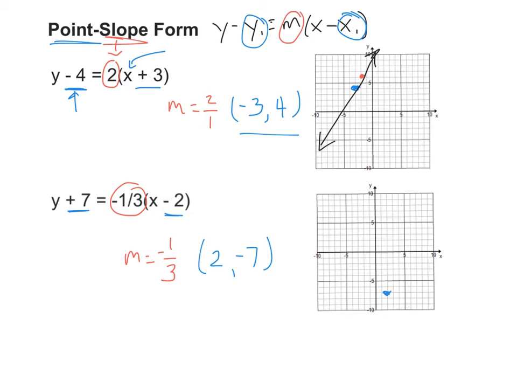And then we're going to use our slope of negative 1/3. So we're going to go down 1, right 3, and you should be getting to this point right here. Again, from here, down 1, right 3, down 1, right 3 gets us to there, and that is then how our line will go.